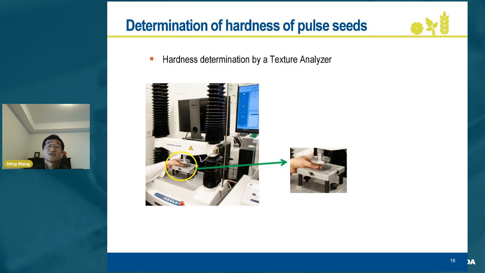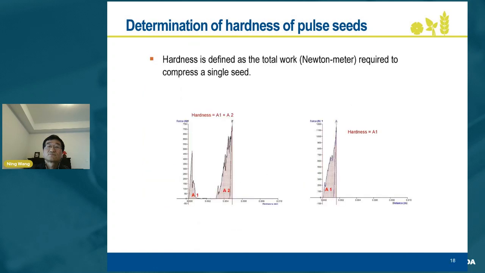So this is a texture analyzer. How we measure it is we just load a single seed on this platform. This is a cell for compressing the seeds. So we determined seed hardness using a texture analyzer.